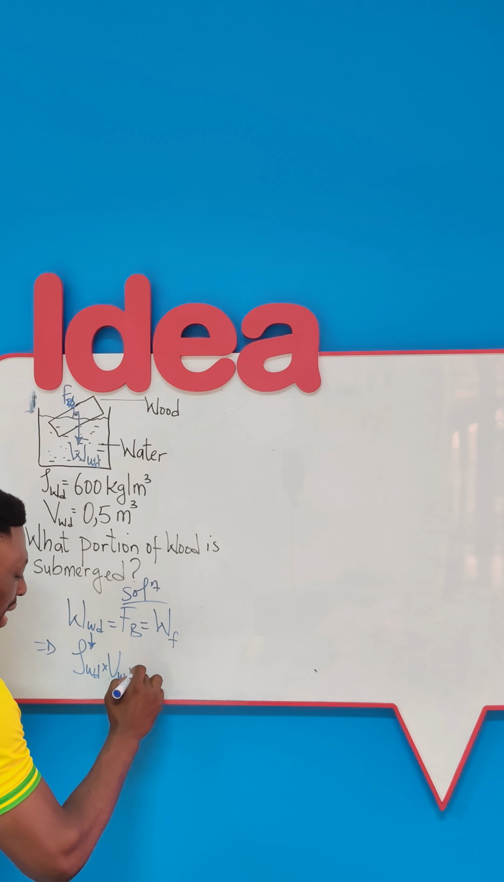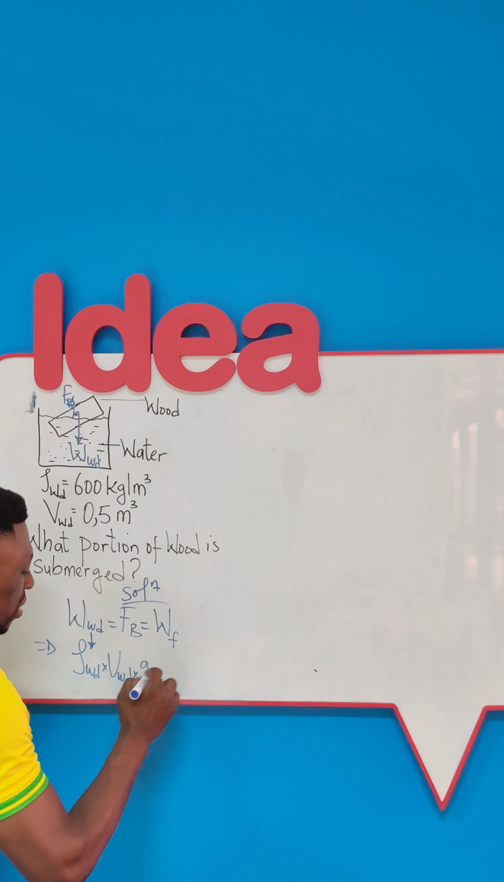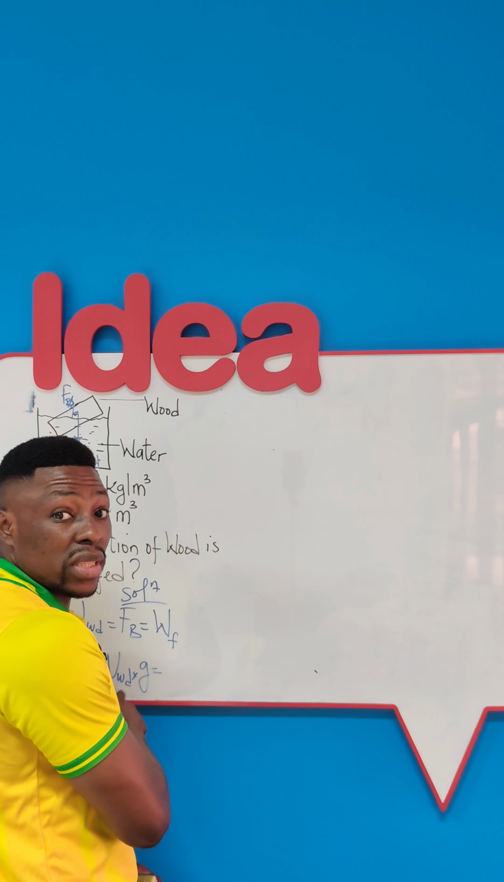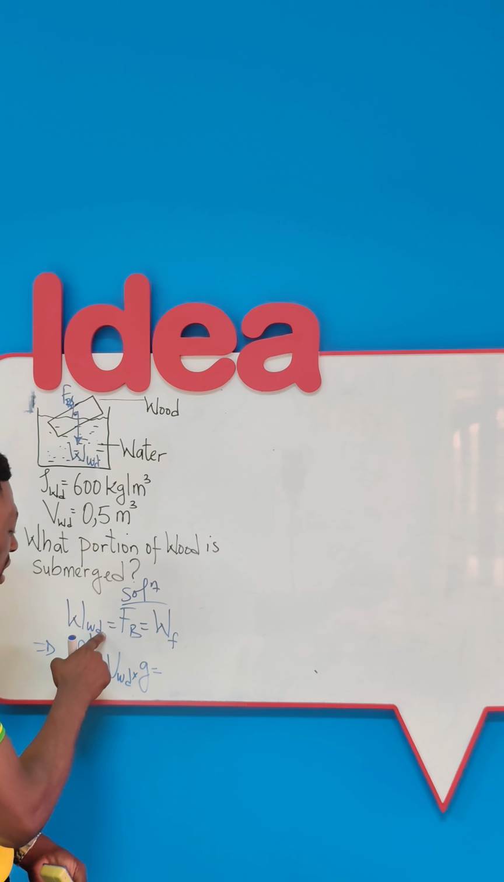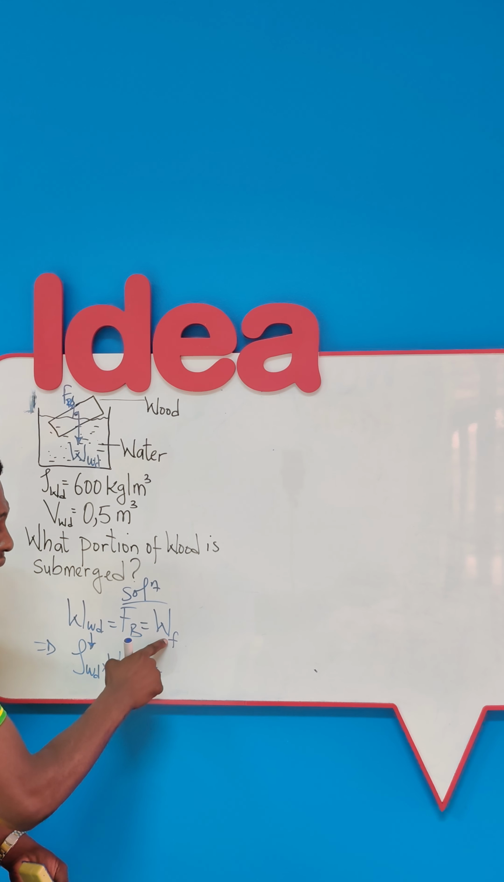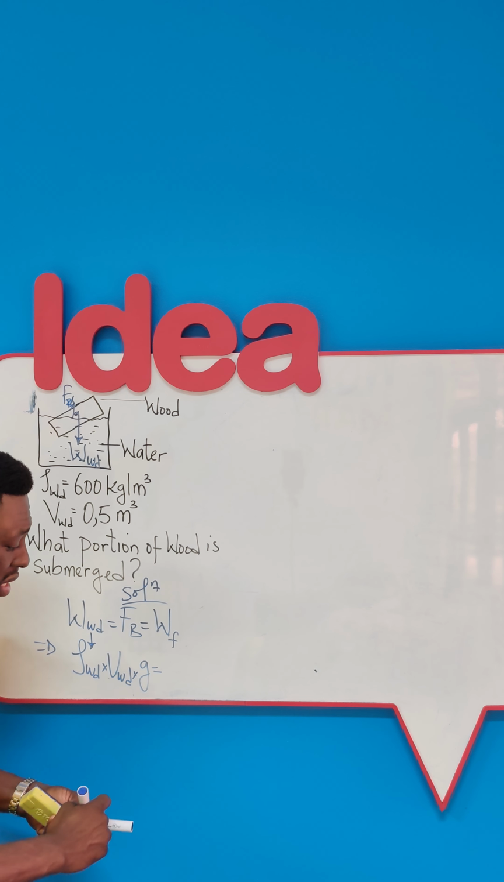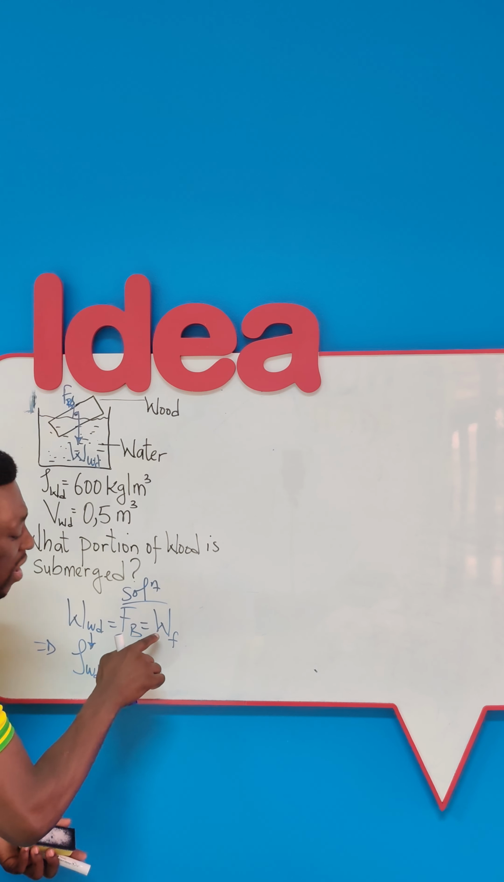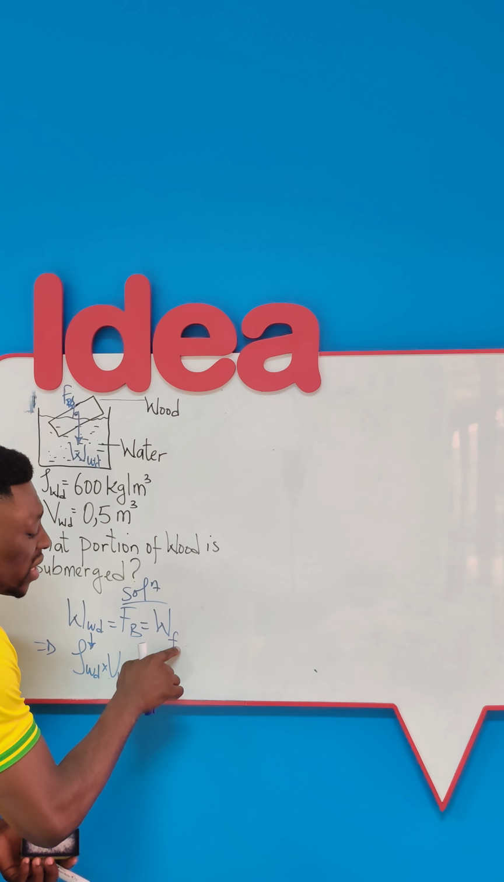All right, and then times gravitational acceleration. On the left side here, I've written the expression for the weight of the entire log of wood. This should be equal to, now look at here, this is very delicate here, dear friends. The weight of the fluid displaced.